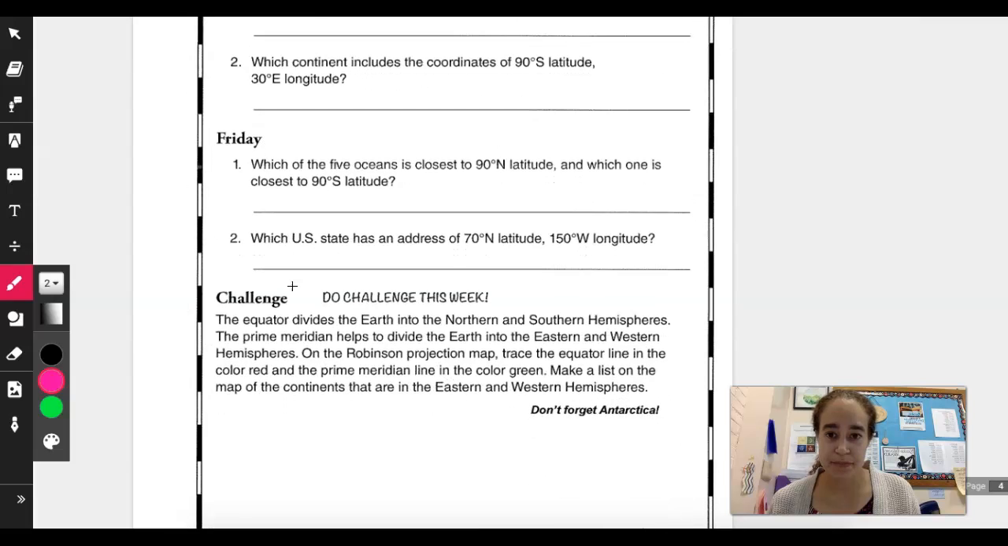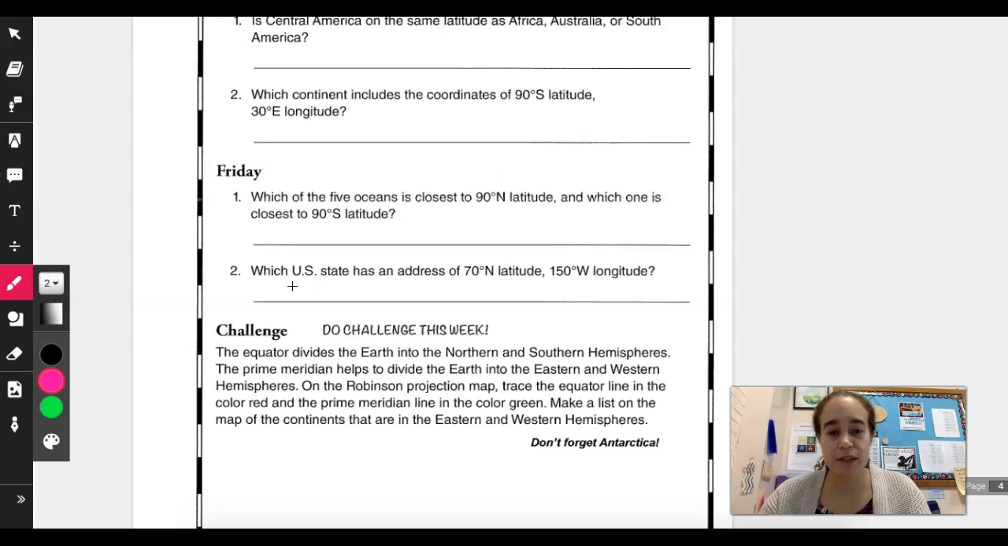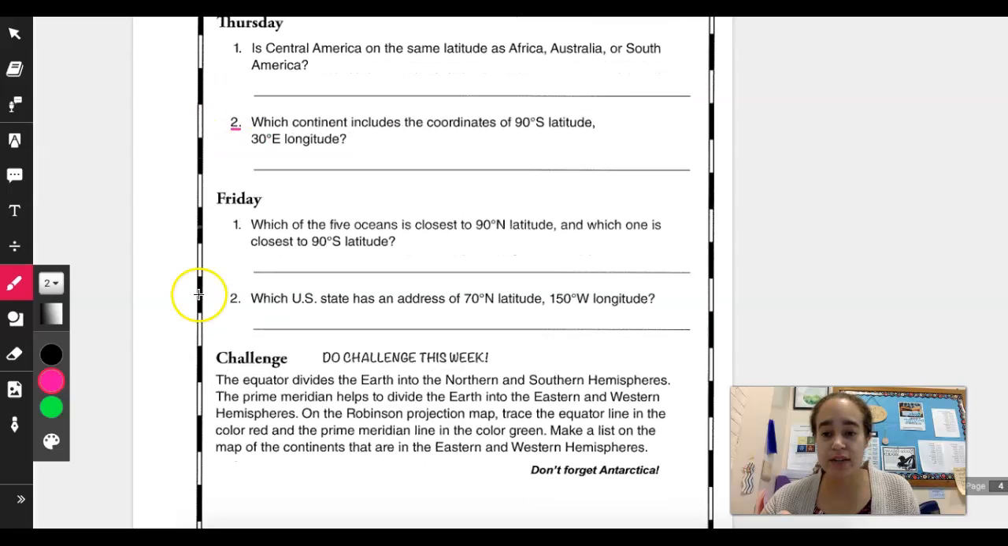And then finally, you have a few questions that have 2 lines, so a 90 degrees south latitude and a 30 degrees east longitude, you're going to have to find where those 2 lines intersect. If you want to draw on your map to just kind of trace where those lines are so that you can find where those 2 lines connect, where they meet, and find which continent they're in, that's a really good strategy to use. So you have that question for Thursday 2 and Friday 2. It gives you 2 lines where they meet.